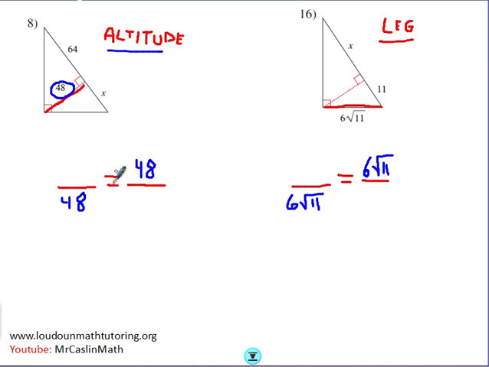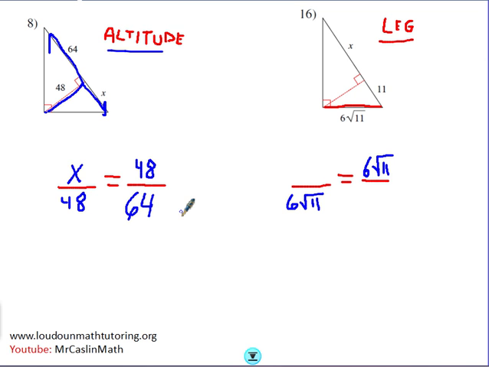Now for an altitude problem, go down your altitude, get to the base of the altitude, and go part and part. Meaning, go this way, figure out what the value is, fill that in. Go this way, fill it in. Okay, I'll do that again. Go down your altitude, go this way, get that piece, that's x, get this piece, and that's 64. Okay, now you have a proportion.